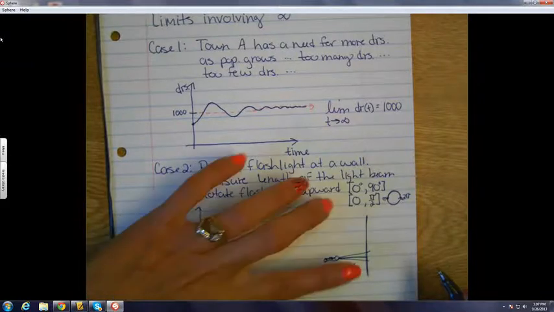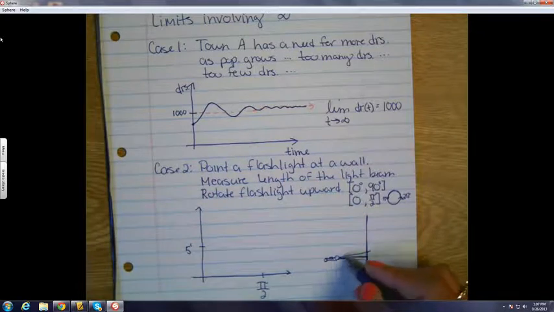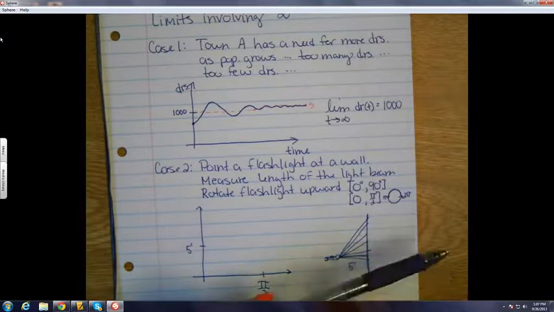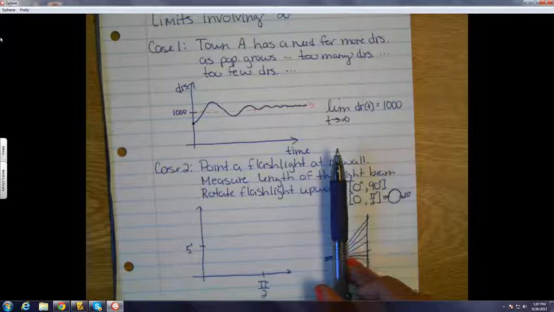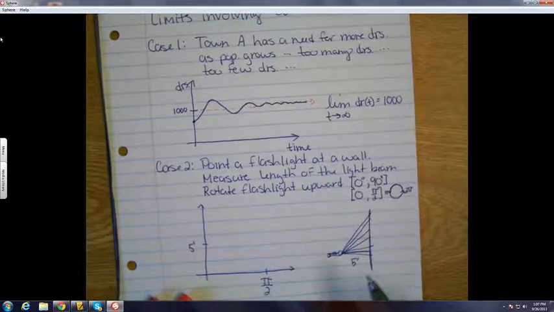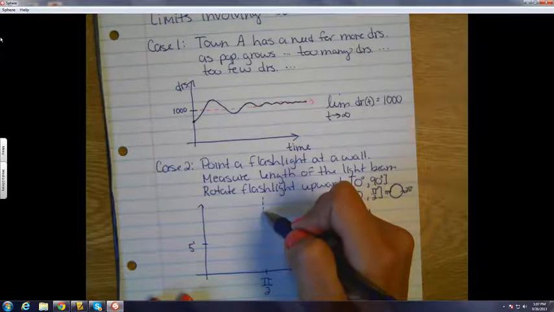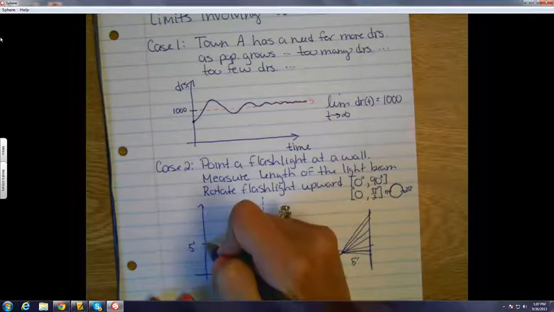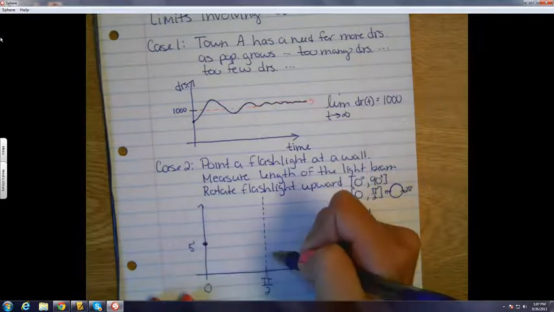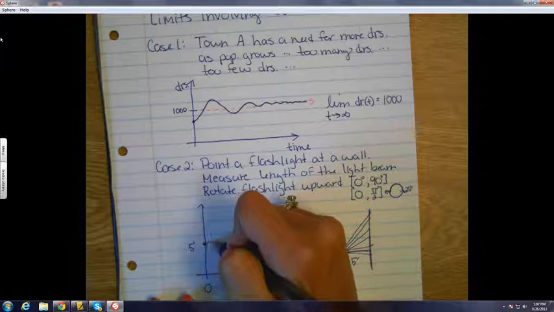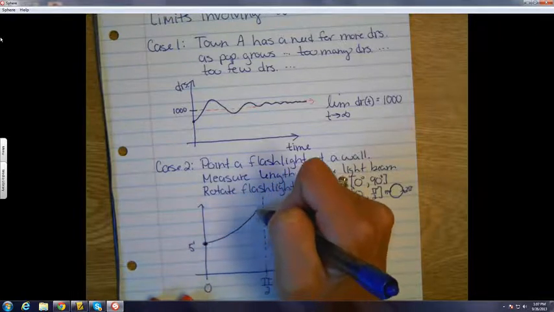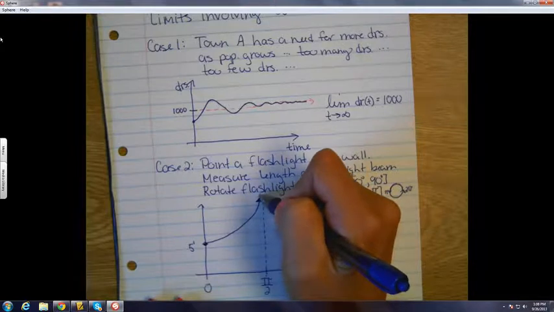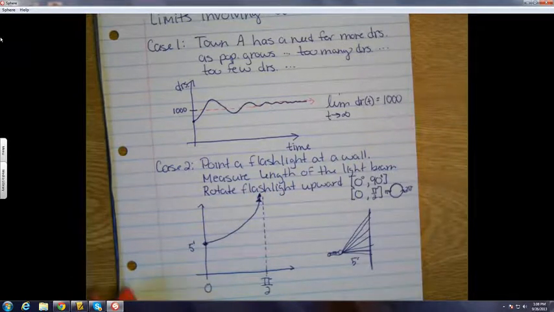Now we're going to rotate that flashlight up, and as I rotate it up, the beam of light is going to get longer and longer until my flashlight is pointed directly parallel to the wall, which is at that pi over 2 angle. If you think about it, when I get to pi over 2, if I had a strong enough flashlight, that beam of light would go up forever. So when I'm at my 0 radian angle, I'm at 5 feet, and as I increase the angle, my beam of light gets longer and longer. And like I said, if my light had enough power, that beam of light would go up and up and keep climbing all the way to infinity. So now I can ask a question.